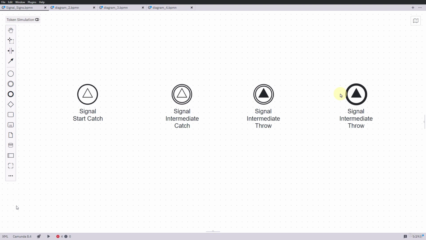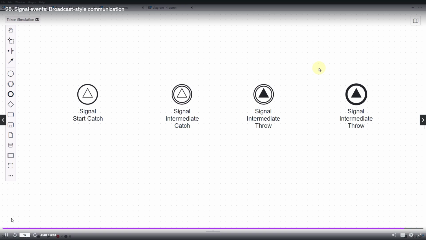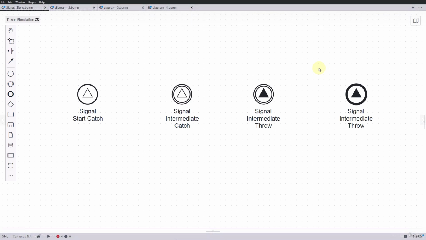So, unlike message events, which typically represent a response or direct communication between two specific process entities, signal events are intended for more general communication purposes where the specific destination of the signal may not be well defined. They are particularly well suited to scenarios where an event is intended to affect multiple processes simultaneously. You see, the events are very similar and yet have a completely different use case.